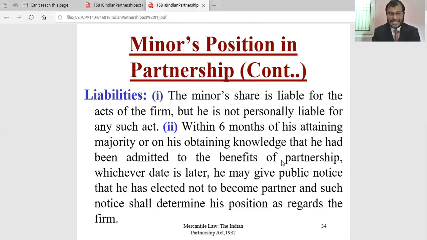Within 6 months of his attaining majority, or on his obtaining knowledge that he had been admitted to the benefit of the partnership, whichever date is later, he may give a public notice that he has elected not to become a partner, and such a notice shall determine his position as regards the firm. Clear?